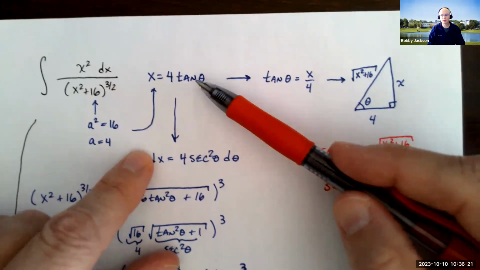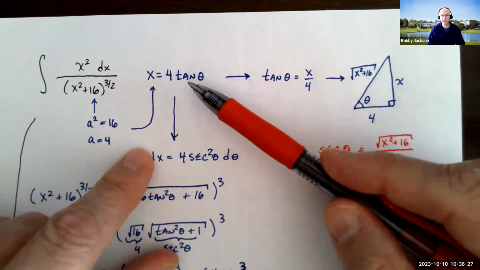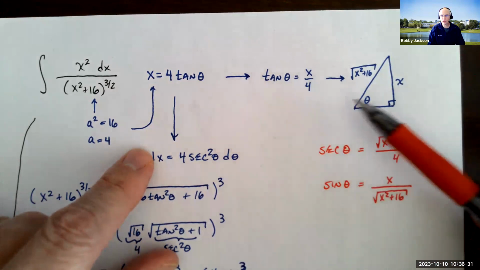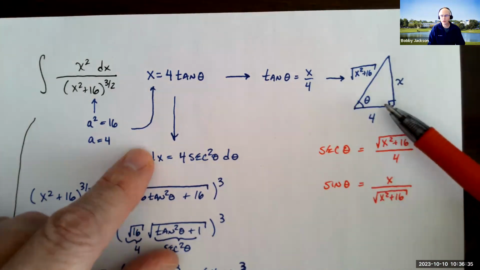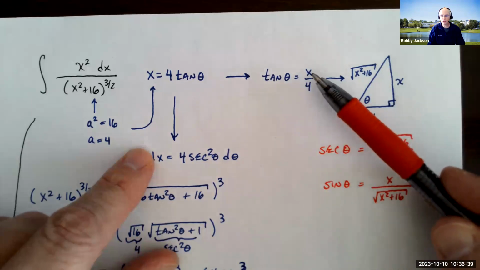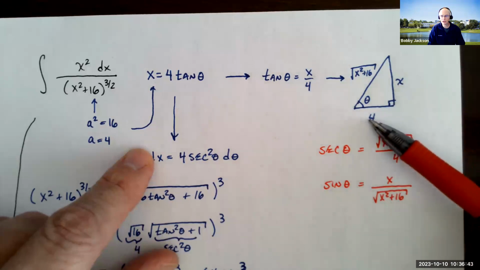So first, I like to jump right away to my right triangle for this. In other words, I solve for tangent theta by dividing by 4. I get tangent theta is x over 4. So if I draw the right triangle, theta is an acute angle in this right triangle. Tangent is the opposite over the adjacent. So the opposite side is x, the adjacent side is 4.